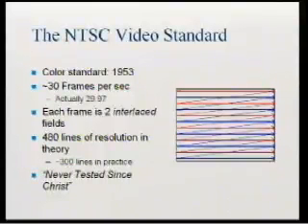Video engineers say that NTSC stands for something else. I'm not sure if that's actually true.